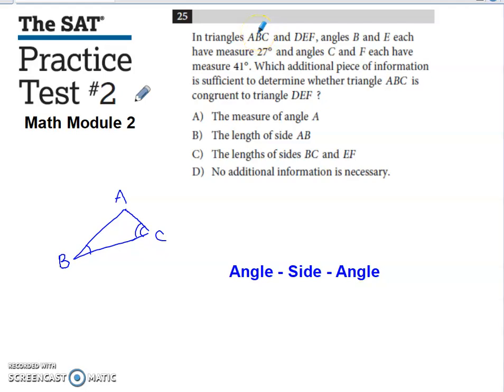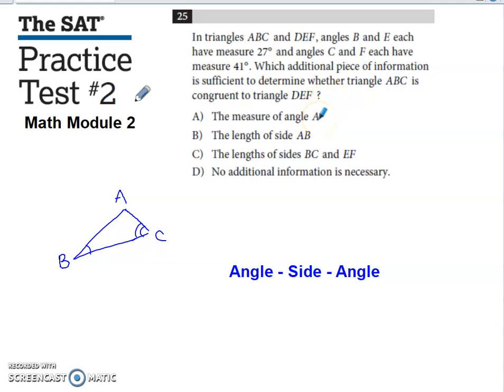So we've got two triangles, ABC and DEF. Angles B and E each have a measure of 27 degrees. Angles C and F each have a measure of 41 degrees. Which additional piece of information is sufficient to determine whether the triangles are congruent to one another?